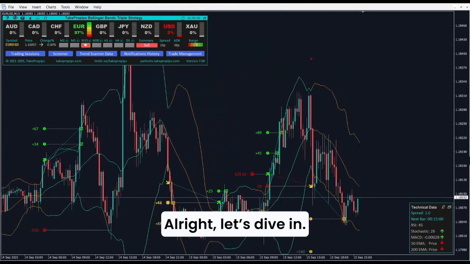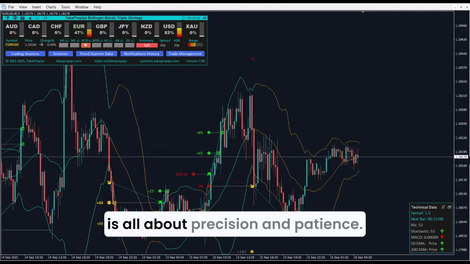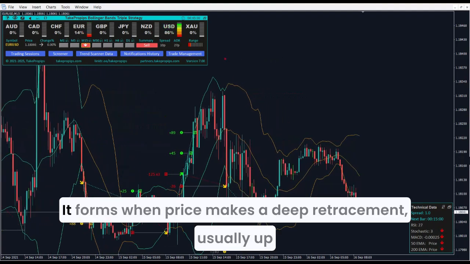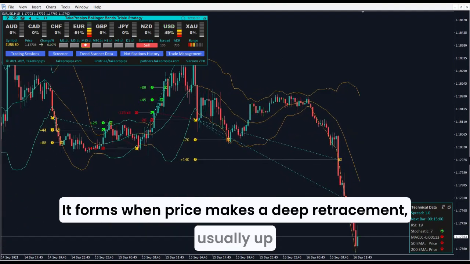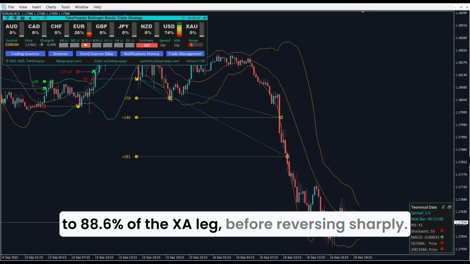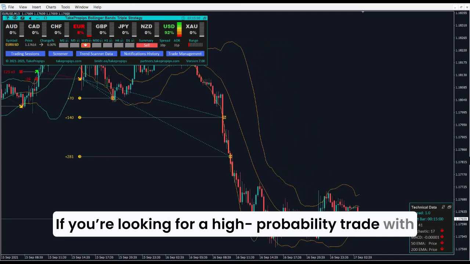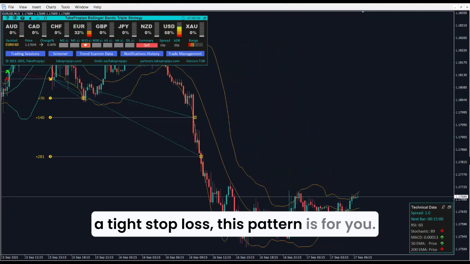Alright, let's dive in. Number 3. The bat pattern. The bat pattern is all about precision and patience. It forms when price makes a deep retracement, usually up to 88.6% of the XA leg, before reversing sharply. If you're looking for a high-probability trade with a tight stop-loss, this pattern is for you.